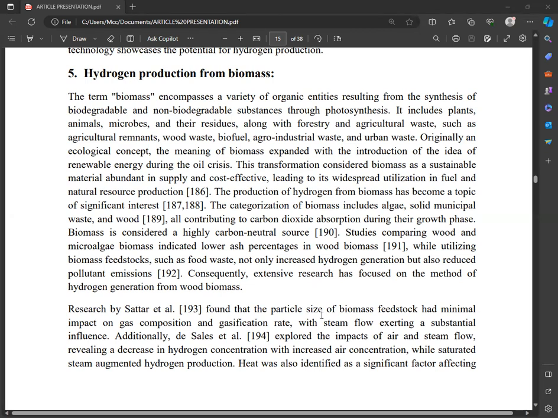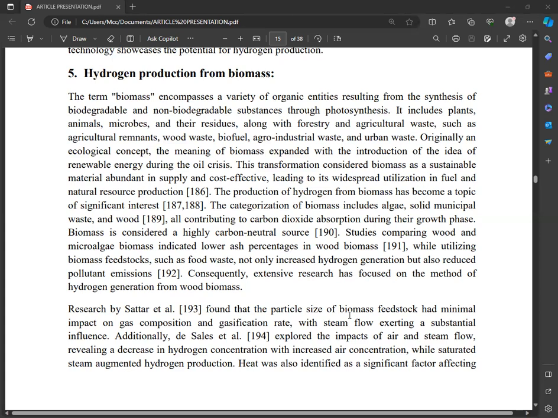As we all know, the term biomass encompasses a variety of organic entities resulting from the synthesis of biodegradable and non-biodegradable substances through photosynthesis. It includes plants, animals, microbes, and other residues, along with forestry and agriculture waste like agriculture remnants, food waste, biofuels, etc.